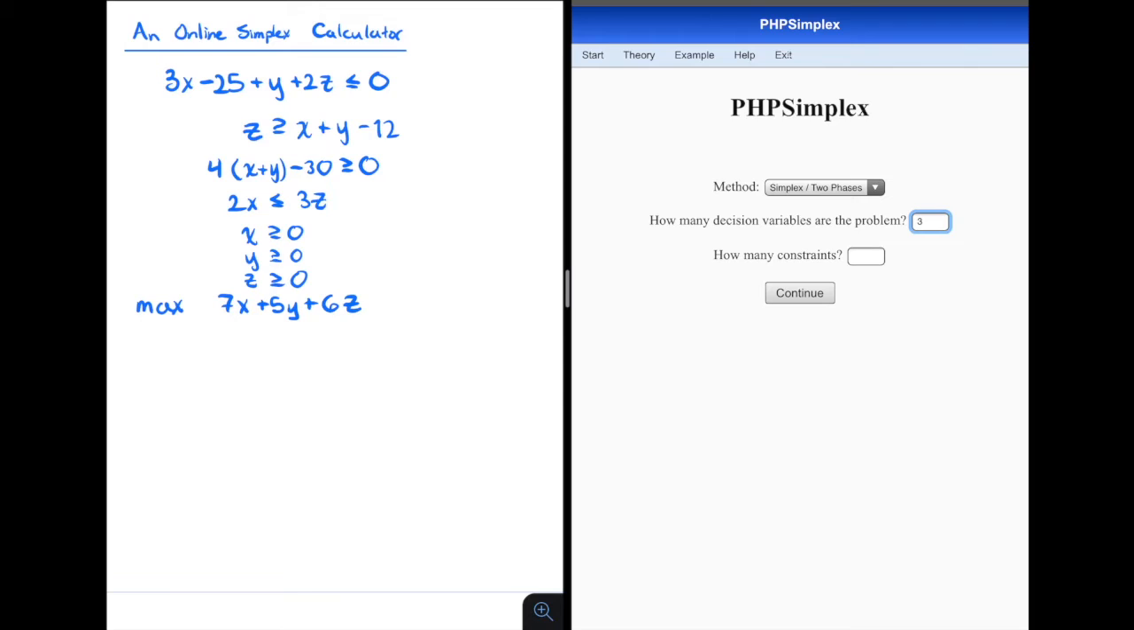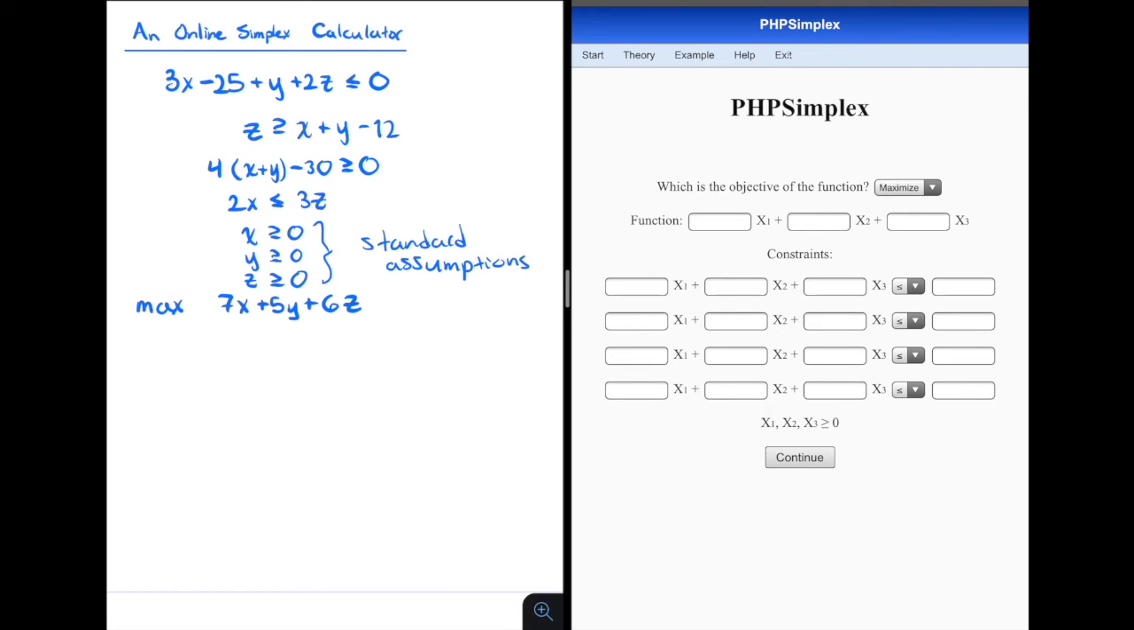The next question it asks is how many constraints we have. Here we have 1, 2, 3, 4, 5, 6, 7 constraints. However, these last 3, x greater than or equal to 0, y greater than or equal to 0, z greater than or equal to 0, are standard for simplex problems. And when using this technology, we wouldn't count these for our number of constraints, meaning for this problem, we have 4 constraints.